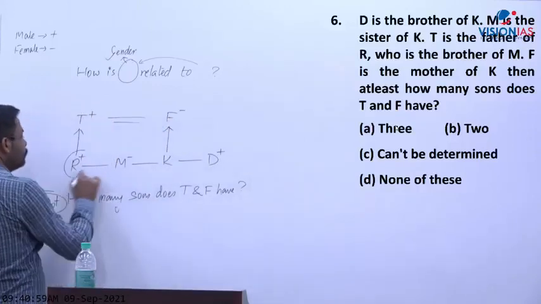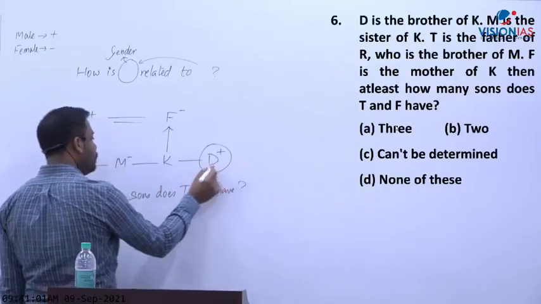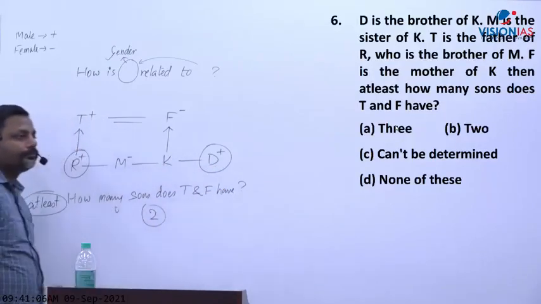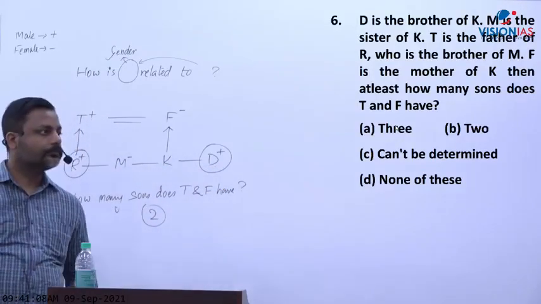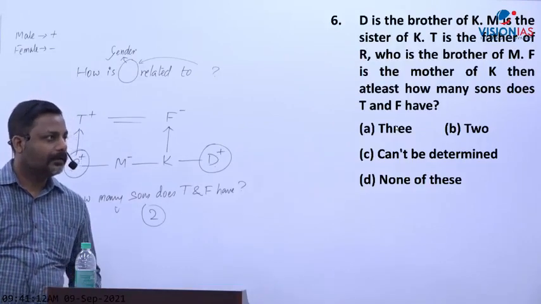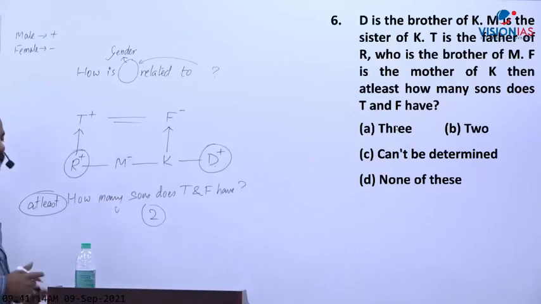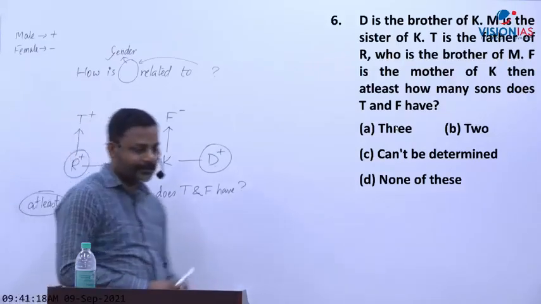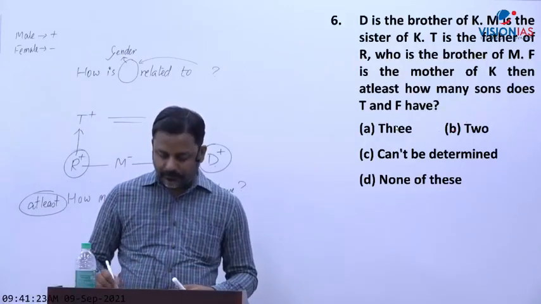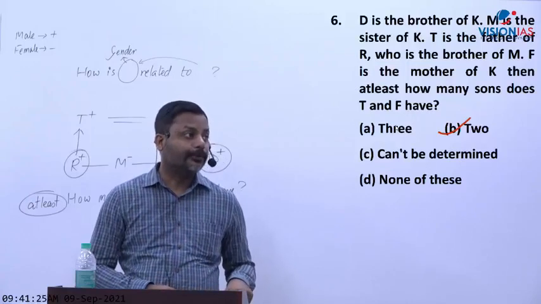So the answer will be, at least these two are sons. So the answer will be 2. As per the information, we can confirm 2 sons. So that's why the answer here is not "cannot determine" or "none of these". The answer is 2. Yes, option B.